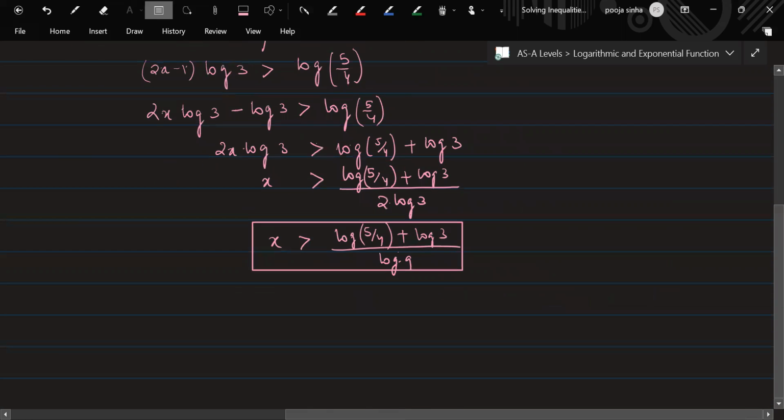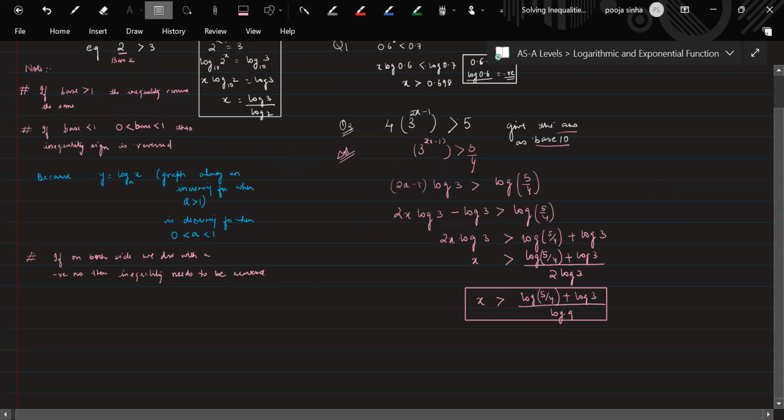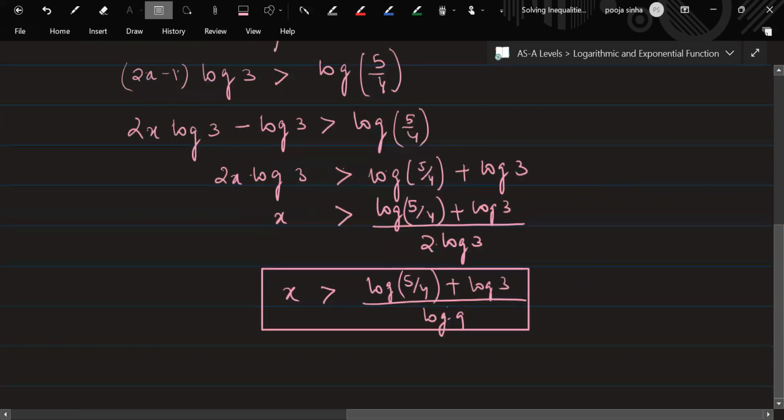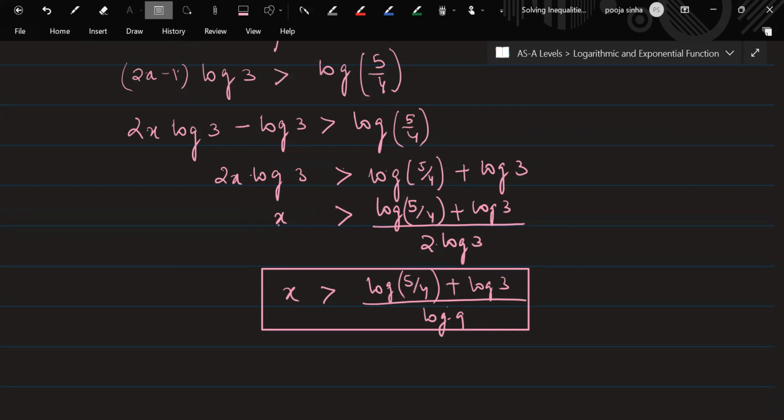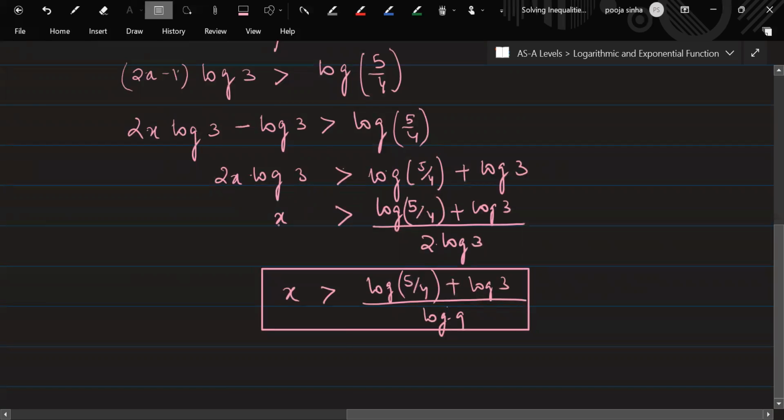I had solved this already. What I did was 2x minus 1 greater than log 5 upon 4 upon log 3, because I took log 3 to the other side. So now what can I do? Once you've done this, when you make x the subject, are you getting the same answer? What is the answer? Log 5 upon 4 plus log 3 upon log 9. I completely solved it, right? So I'll just solve this first then.